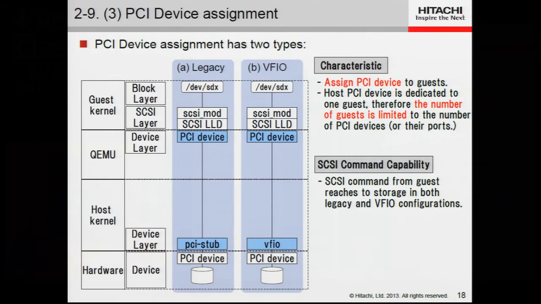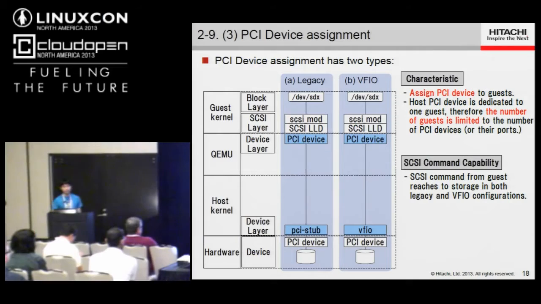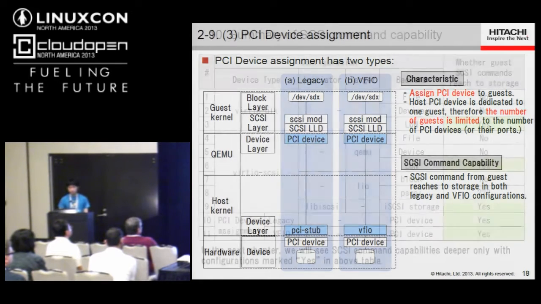I've explained Virtio-Block and Virtio-SCSI, and this is the last configuration, PCI device assignment. PCI device assignment has two configurations, legacy and VFIO. Both legacy and VFIO assign a PCI device to the guest, and host PCI devices are dedicated to one guest, therefore the number of guests is limited to the number of PCI devices. As for SCSI command capability, SCSI commands from the guest reach the storage in both legacy and VFIO configurations.